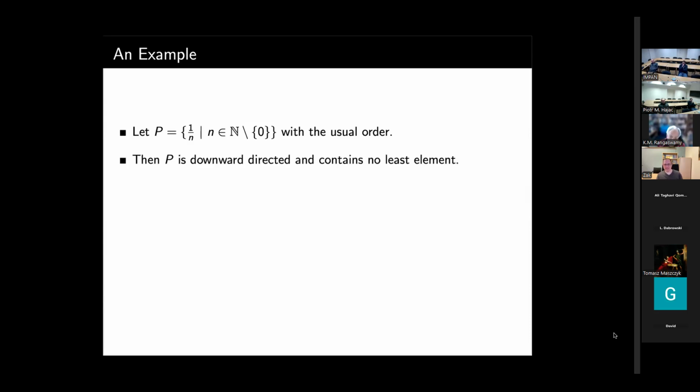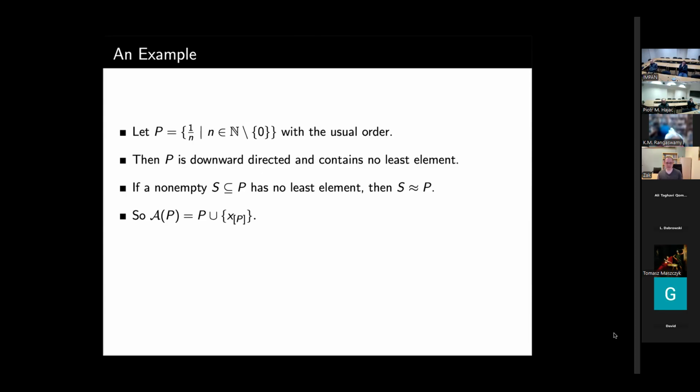It's downward directed in particular, and it has no least element. So I defined this notion of equivalence on subsets of a partially ordered set. So what does it look like here? What's equivalent to P? Well, really any infinite subset of it, or any subset that has no least element. So that's what that equivalence relation does here.